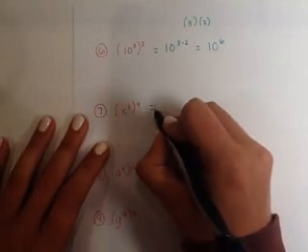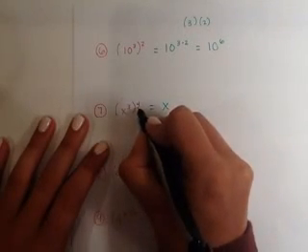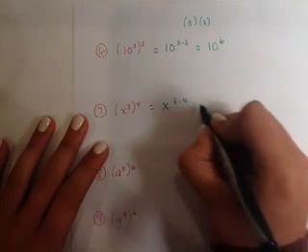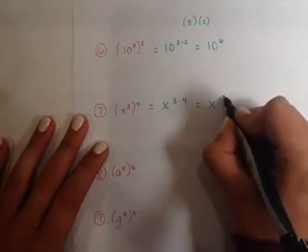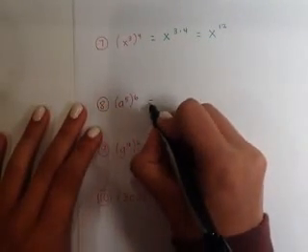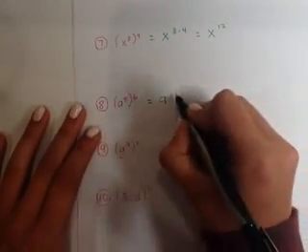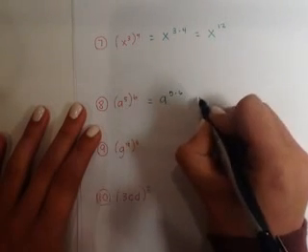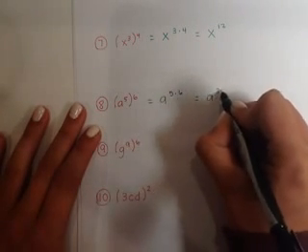Your base is x. Power is raised to a power. Multiplication side by side. 3 times 4, x to the 12th. Our base is a, power to a power. 5 times 6, a to the 30th.